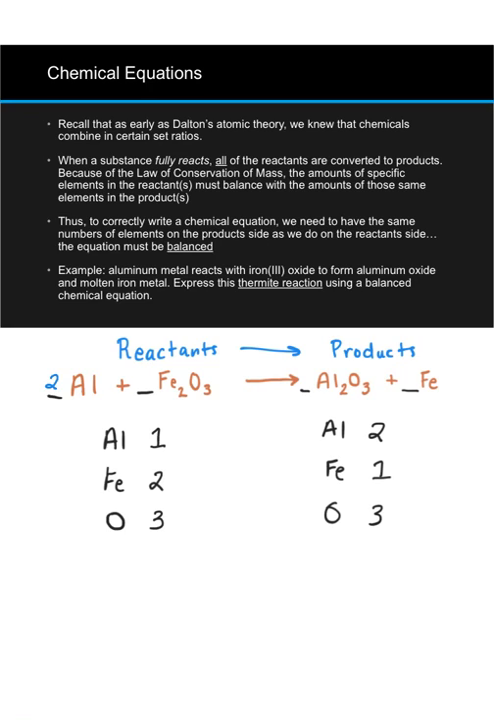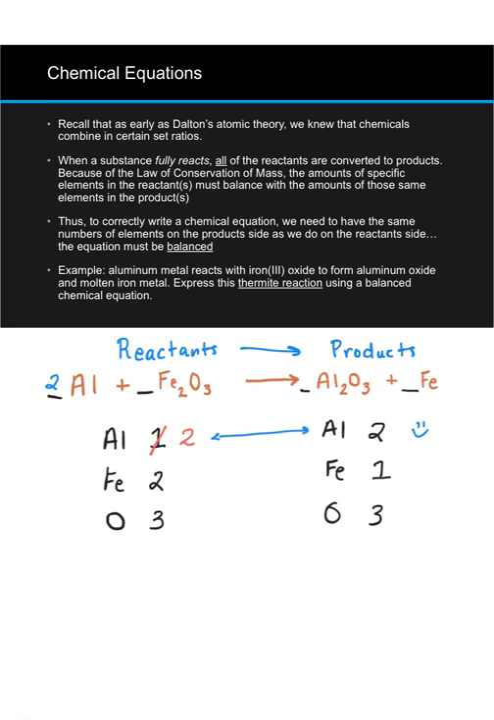A coefficient immediately changes everything about the formula in which it's in front. 2 aluminum atoms change our count immediately for aluminums on our reactant side. We now have 2 aluminums rather than 1. This matches up nicely with the aluminum count on our product side. So aluminums, we say, are balanced.